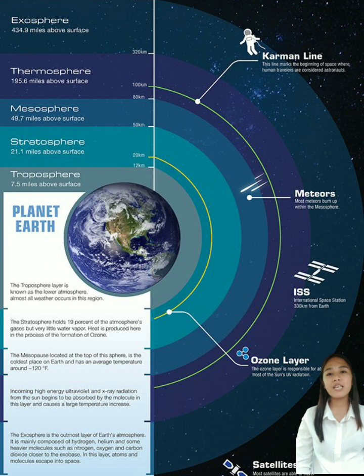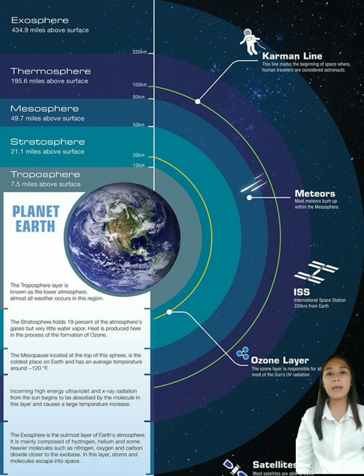By absorbing dangerous ultraviolet radiation, the ozone in the stratosphere protects us from skin cancer and other health damage. The ozone layer is responsible for absorbing most of the sun's ultraviolet radiation. The next layer of the atmosphere is the mesosphere. The mesosphere is the region above the stratosphere.